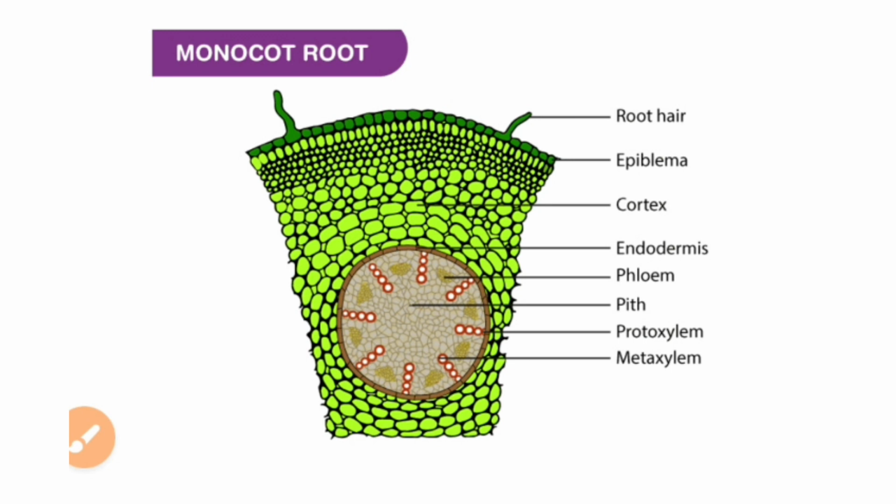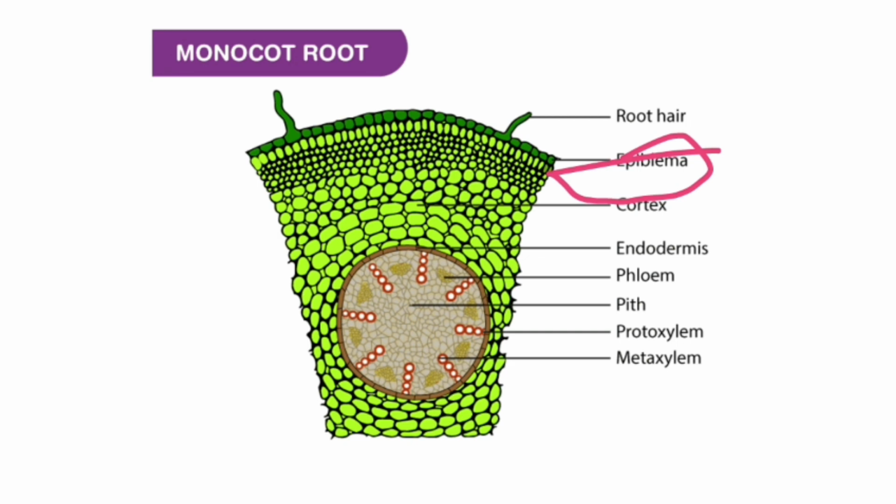Next is the anatomy of monocot root. Unlike a dicot root, there is no such distinction between a young and an old root of monocot plant because of the absence of secondary growth in monocot root. So if we cut the transverse section of a monocot root, it consists of several layers. Again, similar to that of dicot root, the outermost layer is known as epiblemma.